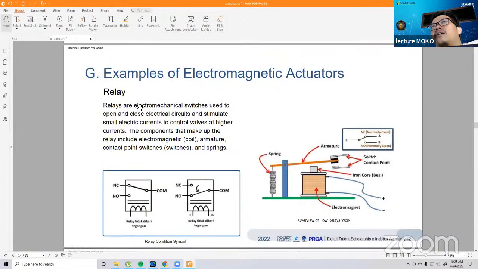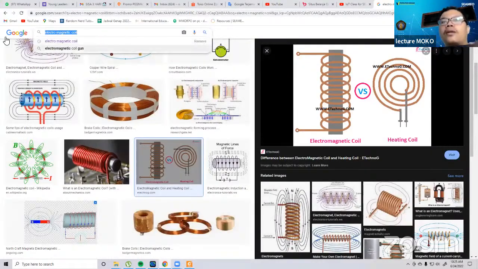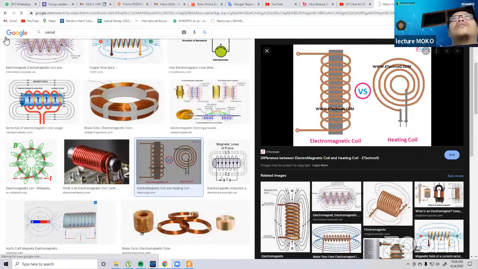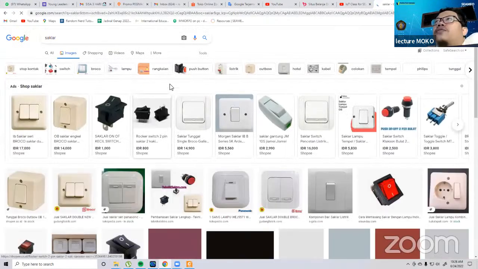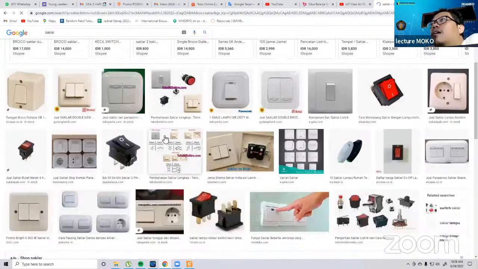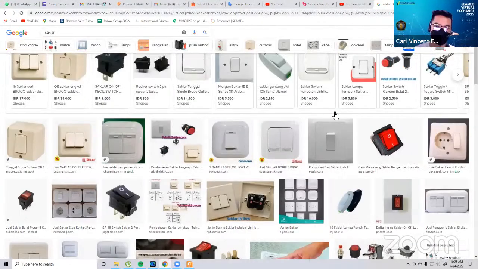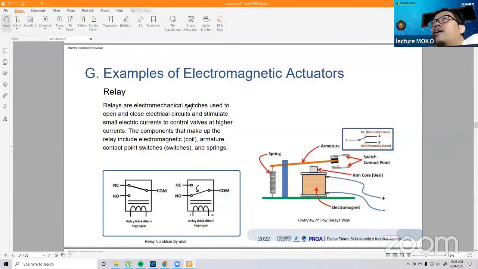This is a relay. We call it relay. Relay is an electromechanical switch. So you know switch. This is a switch. Yes, I think you already know about this. We call it switch. So it is the electromechanical switch.